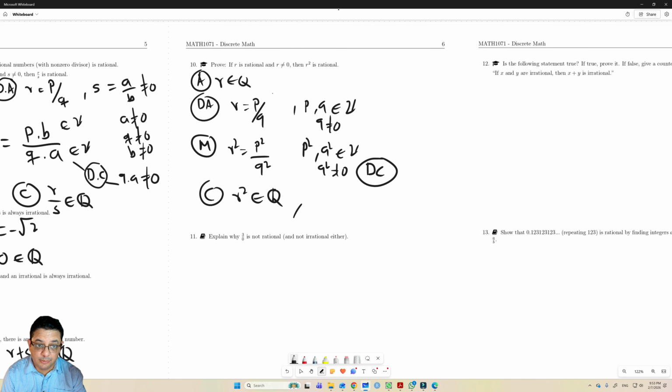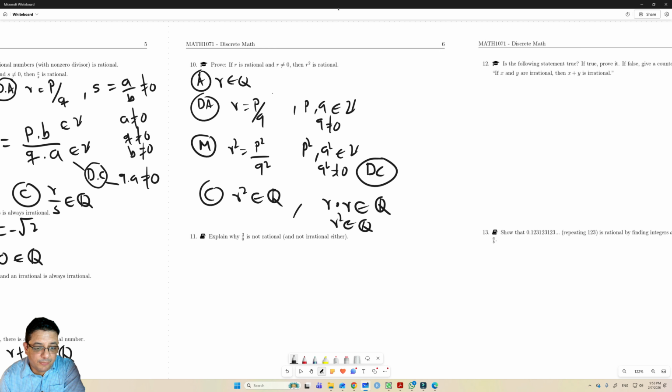Also, another way to prove this is that because the product of two rationals is rational, then r times r is going to be rational. So this is another way of proving that r squared is going to be rational.